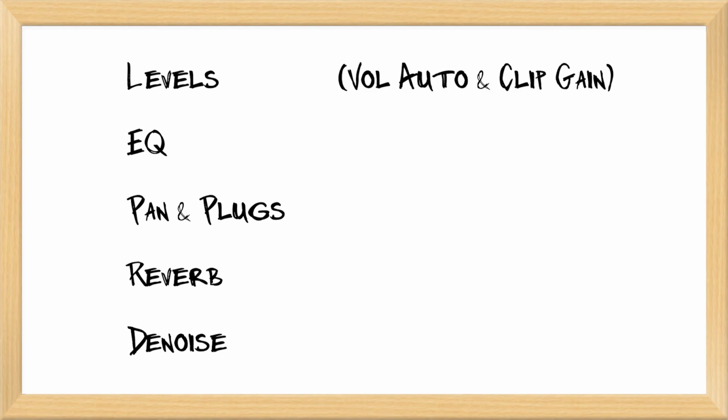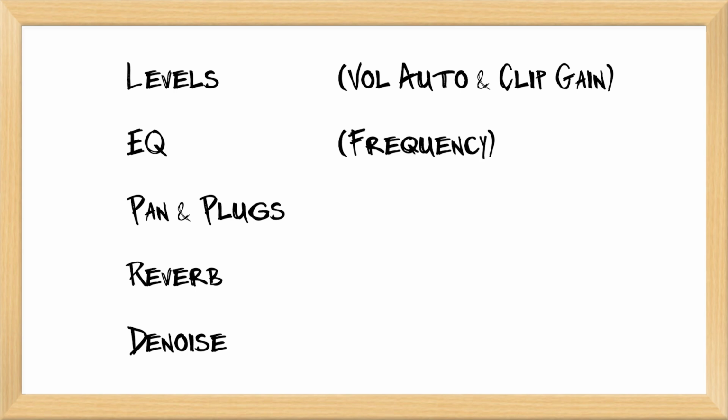Level is essentially controlling the volume of any of the clips or tracks within your Pro Tools session. So we're going to primarily do this with volume automation or clip gain. And it's as simple as it sounds. We're controlling the amplitude, or the up and down of a sound.